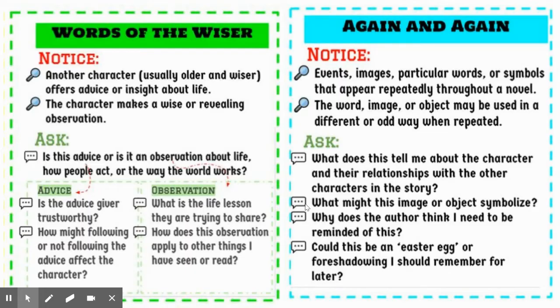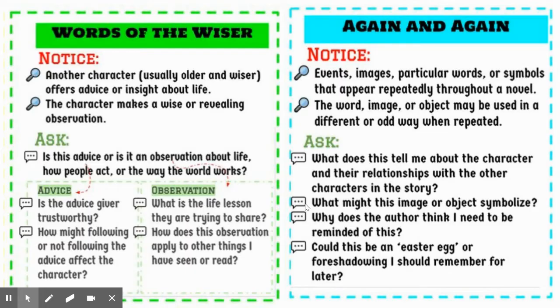So this is where Words of the Wiser gets slightly more complicated. When we're looking at the questions that we can use to help clarify what we should be writing for our annotations, we first need to figure out, are we talking about advice or are we talking about an observation? Because that's going to determine the questions that we ask ourselves in order to get to the point where we have something to write down for our annotations.